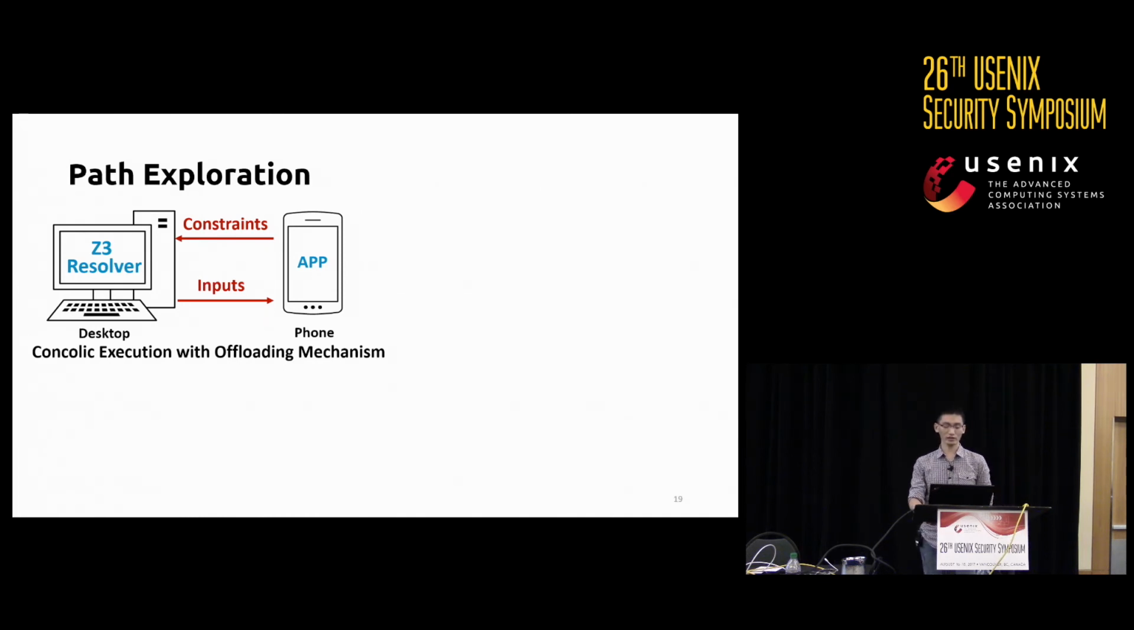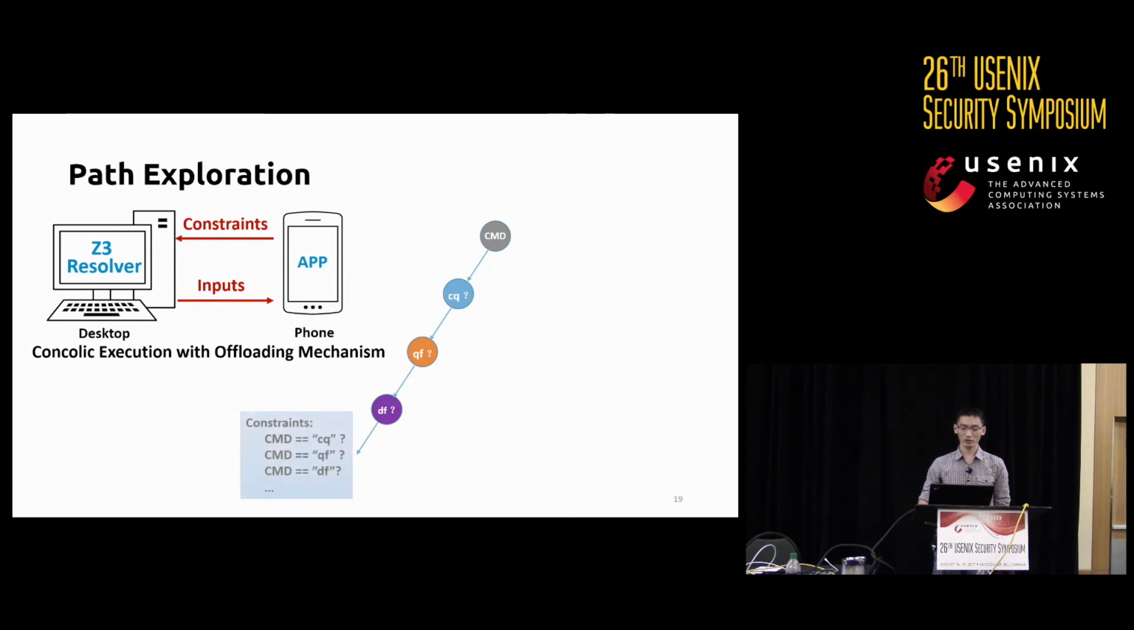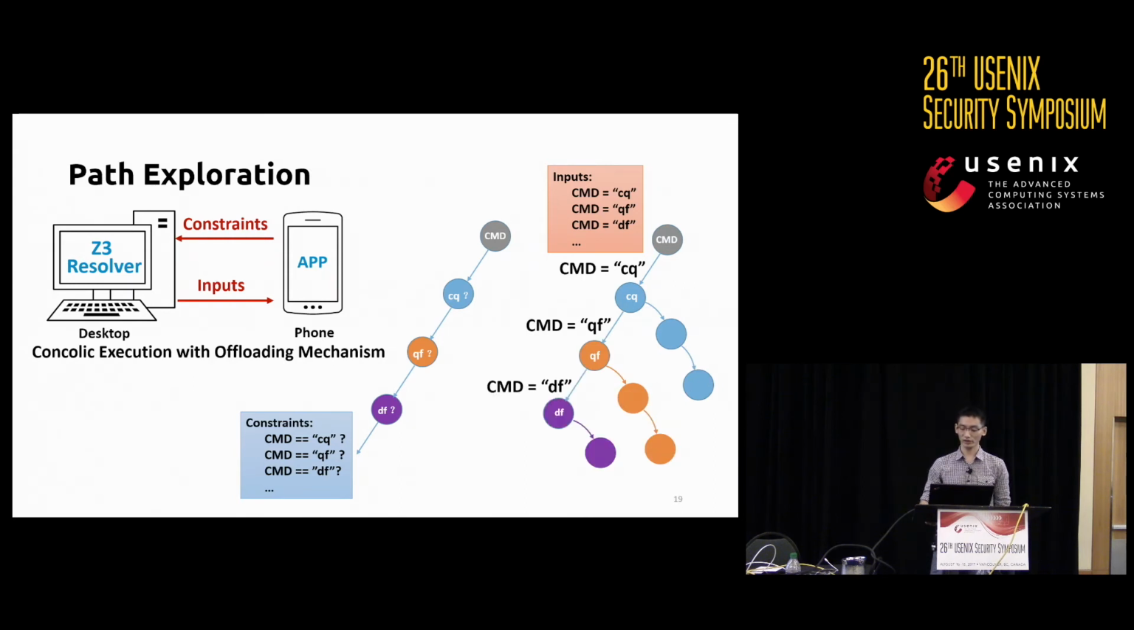Next, I will use an example to illustrate how the execution paths are explored. In this example, there are 3 conditional branches. All of them depend on the input CMD. After the first run, 3 constraints are generated. Through resolving these constraints, we can generate 3 new inputs. Then we run the target app with these new inputs iteratively. And each new input can explore a new execution path, CQ, QF, DF, and so on.